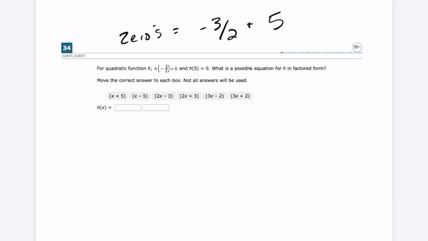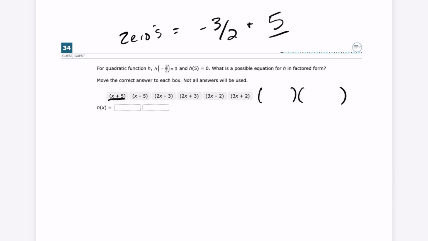Okay? So whenever we have a quadratic equation in factored form, we're going to have two sets of parentheses. And basically, we're trying to see which one of these two answer choices are going to go in each one of these. Let's start with the positive 5 first, because it's going to be a little bit easier to understand. And so we're going to start with our first answer choice of x plus 5.